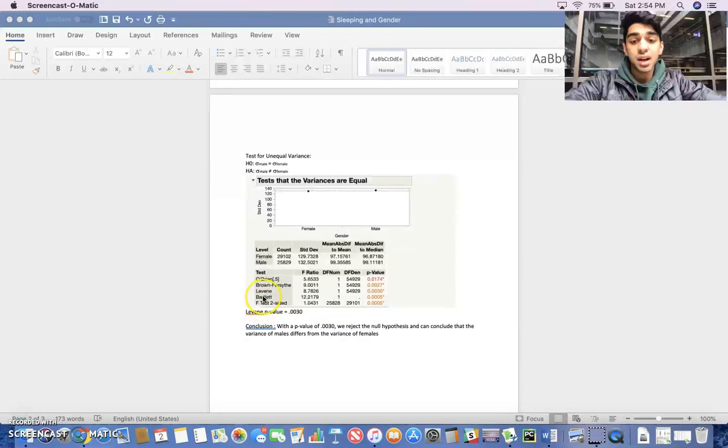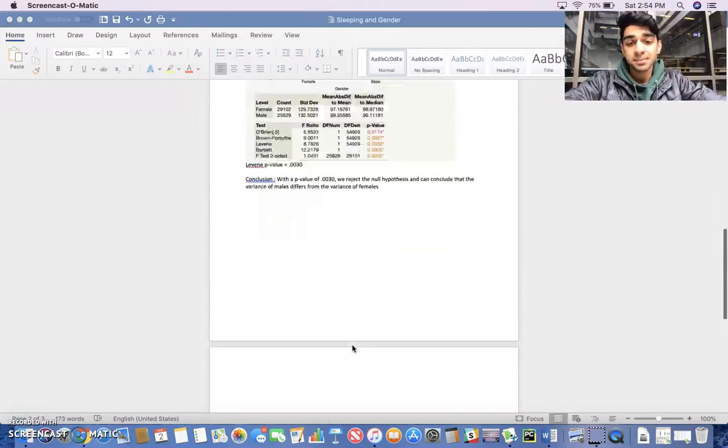So I did the test and checked the Levene p-value. Since it's less than 0.05, I concluded that with a p-value of 0.0030, we reject the null hypothesis and can conclude that the variance for males differs from the variance for females. So that just means that they have unequal variances, so we need to do a t-test, not a pooled t-test.